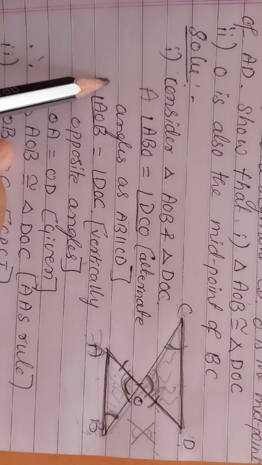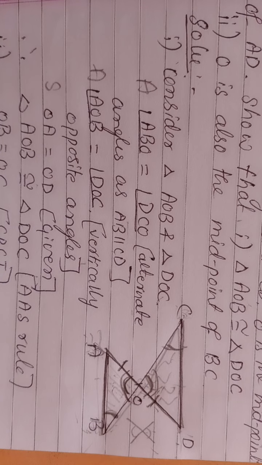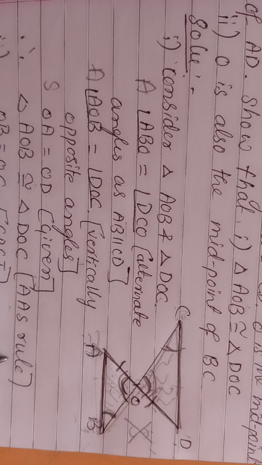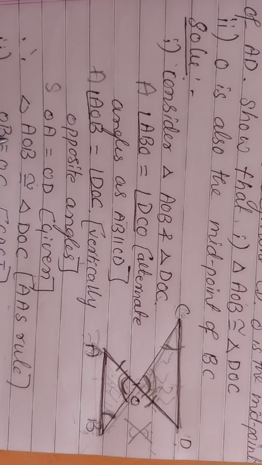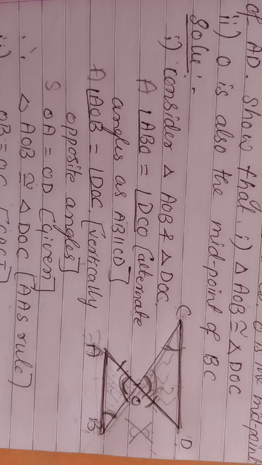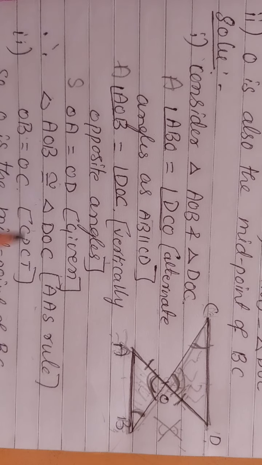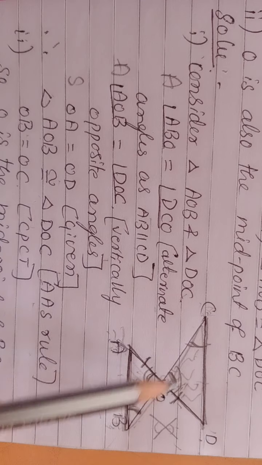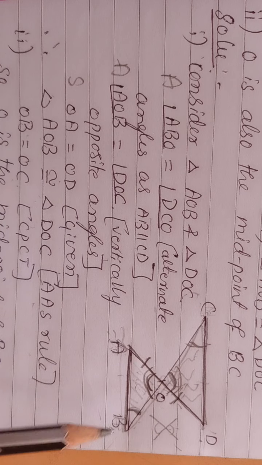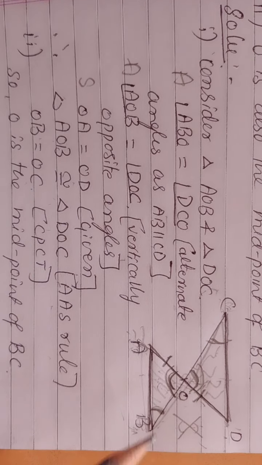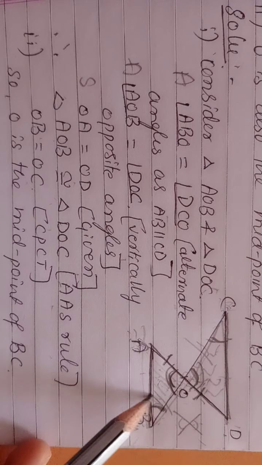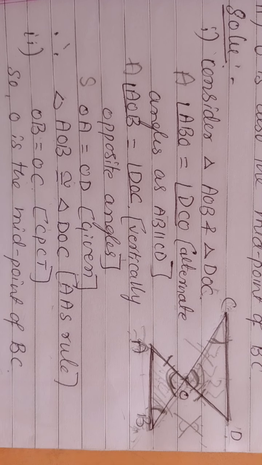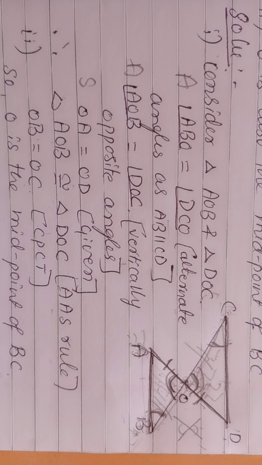We got an angle and a side. Isn't it? So which congruency rule can we apply here? The AAS congruency rule you can apply, and triangle AOB will be congruent to triangle DOC. Got it? If they are congruent, now automatically we can say that the remaining side, that is OC, will be equal to OB. If they are equal, this is equal to this, which means O will be the midpoint of this line. Isn't it? Yes. That's why O is the midpoint of BC.